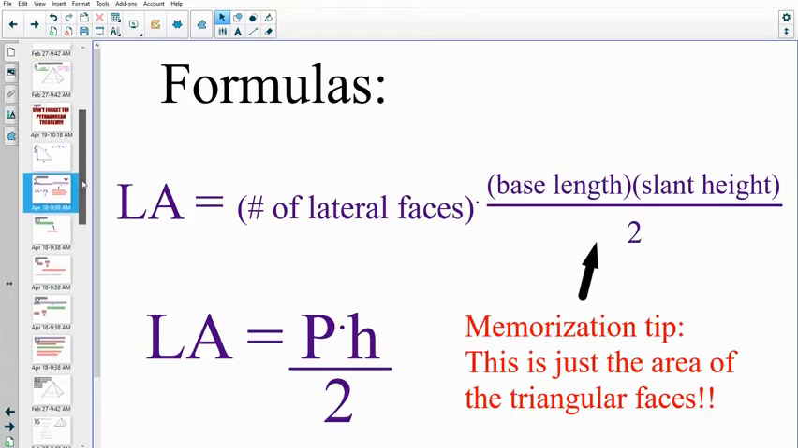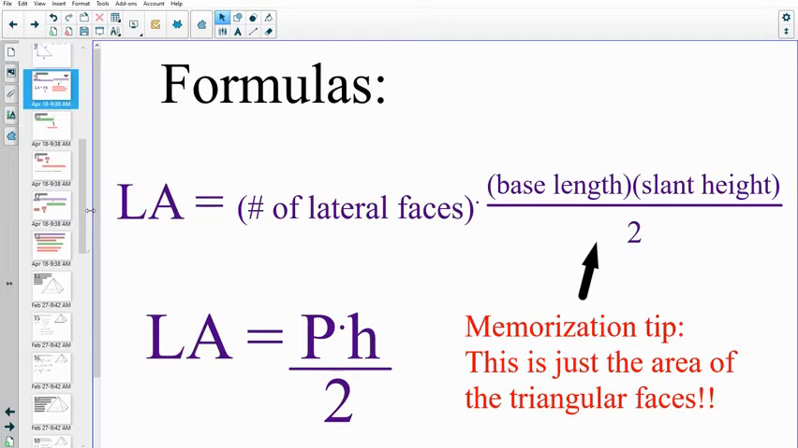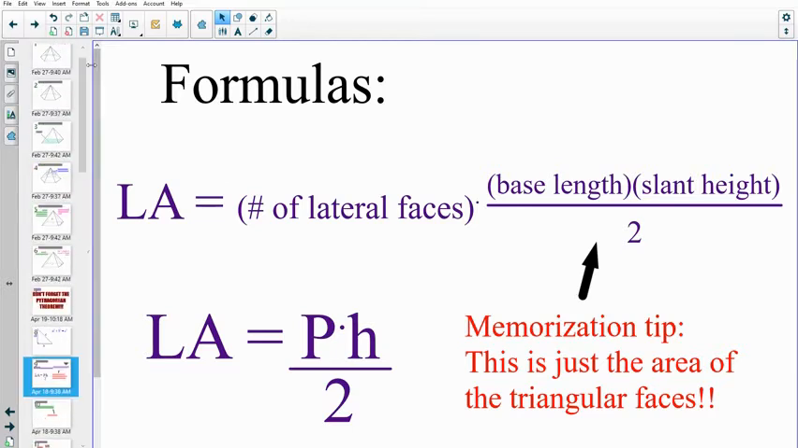All right, the new formulas for us when I'm doing pyramids. The first one is the lateral area. And just keep in mind that this is the area of those lateral faces.